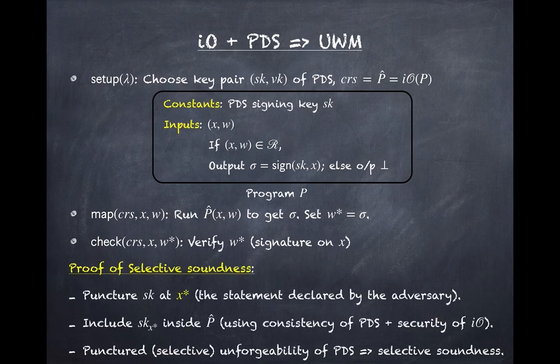So to see why this is sound, we'll be dealing with the notion of selective soundness, where the adversary gives the statement X star on which it wants to break soundness. So given X star, note that I can puncture the signing key at X star. In the next hybrid, I change the obfuscated program by including the punctured key instead of the normal signing key. And the security of IO and consistency property of PDS tells us that we could do this switch. And finally, the selective soundness follows from the selective unforgeability of PDS.